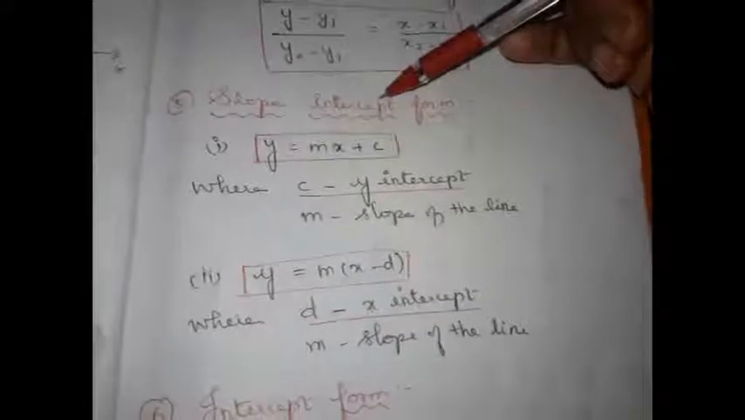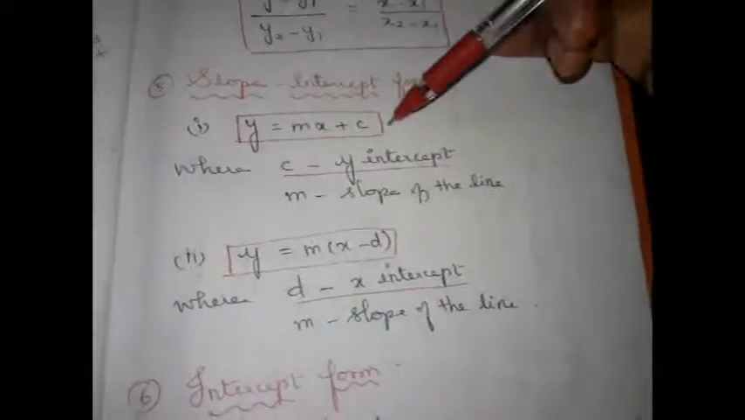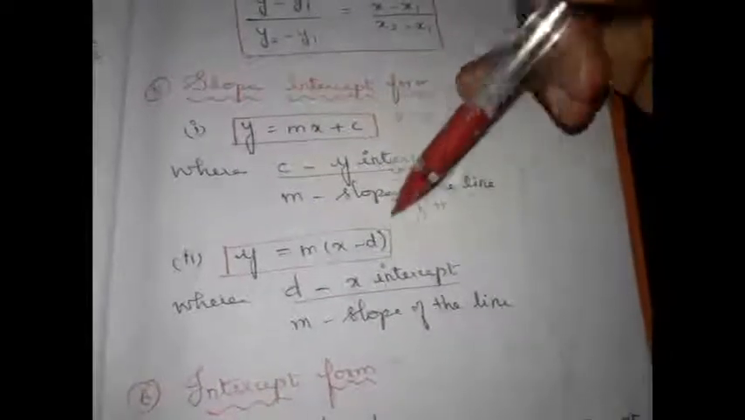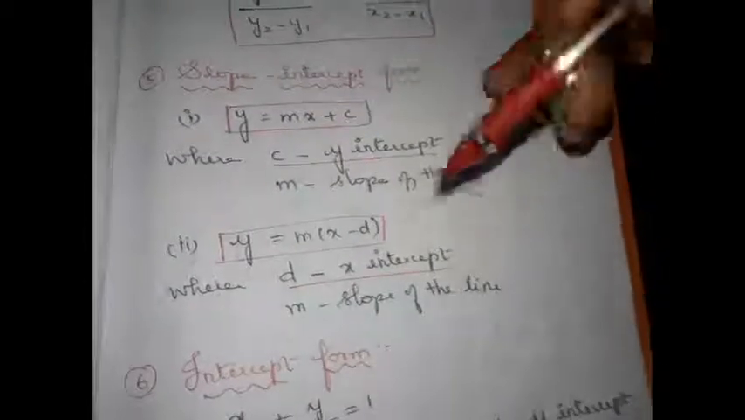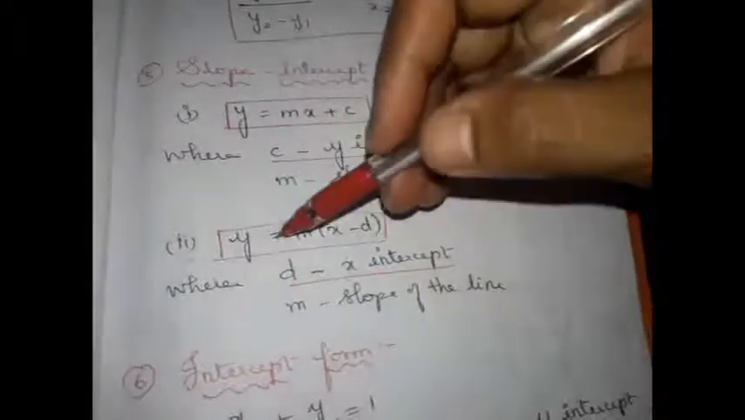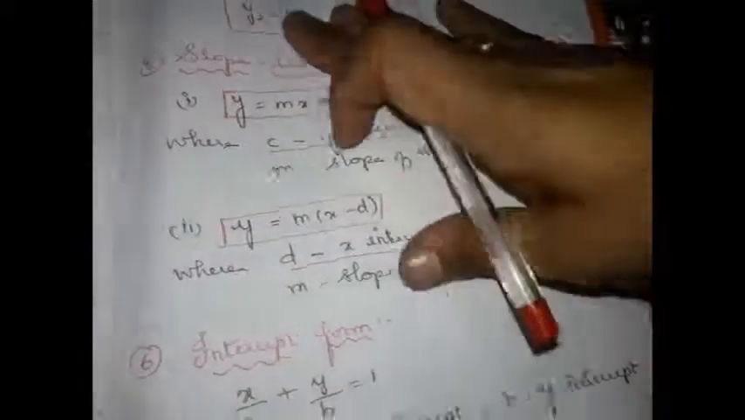Next is slope intercept form. If we know the slope of the line and any one intercept of the line with the x-axis or y-axis, then we can obtain the equation of the line using these two things. If it is the y-intercept, then the equation is y equal to mx plus c. If it is the x-intercept, then y equal to m into (x minus d), where c is the y-intercept and d is the x-intercept.